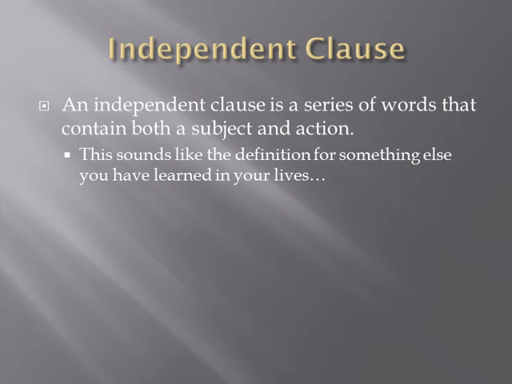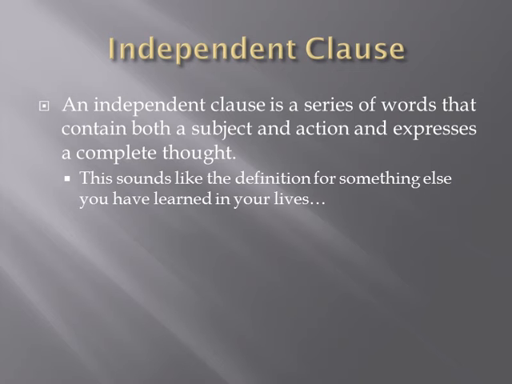And I would say these are probably a couple notes that you should take down. You have to go really close. That's fine. An independent clause, and I would only write down the first bullet right here. An independent clause is a series of words that contain both a subject and an action. And I'm going to actually add something to this. Subject and action and expresses a complete thought. I will write that as well. Subject, an action, and expresses a complete thought.